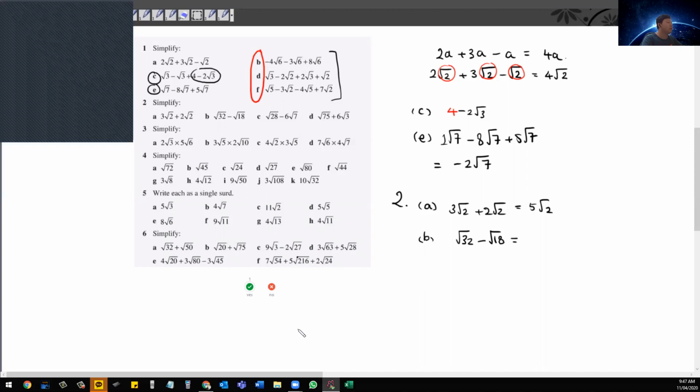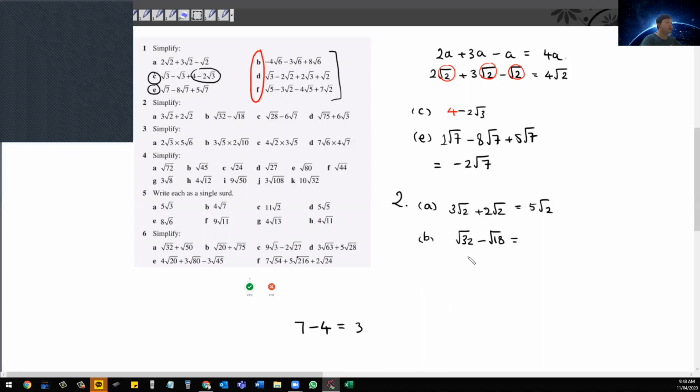So for example, if you have 7 minus 4, the answer is 3, right? But if you square both of them, then what do you get? You get 49 minus 16. That's no longer 3. So you're changing the answer if you're squaring it, right? So we don't leave it like that, but we have to do what? We have to simplify this.